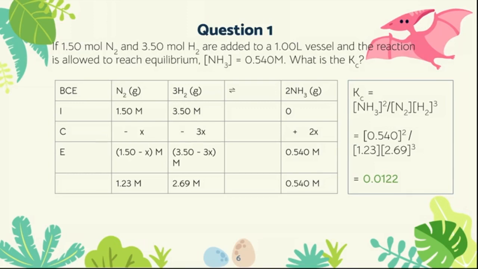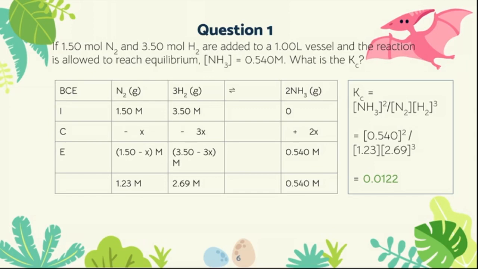We know that the initial concentrations are 1.50 moles per liter, 3.50 moles per liter, and 0 for the product. Then we know that the coefficient of N2 is just 1, so in the change row it's going to be negative x. For hydrogen gas, since the coefficient is 3, it's going to be negative 3x. For ammonia, it's going to be plus 2x because the coefficient was 2. Now we can add the rows I plus C to get our E row: 1.50 minus x moles per liter, 3.50 minus 3x moles per liter, and we're already given in the problem that the concentration of ammonia is 0.540 moles per liter.